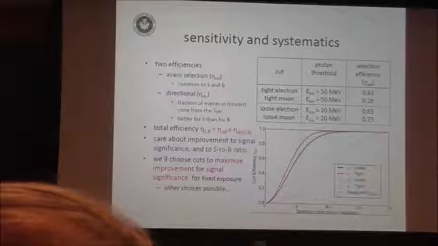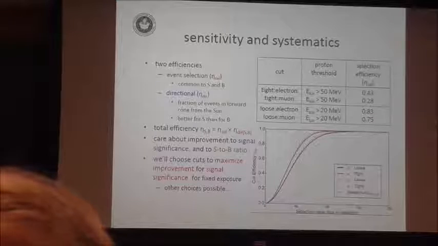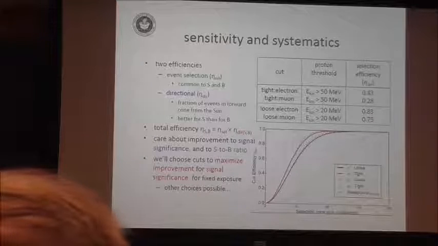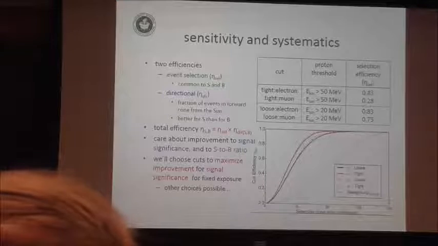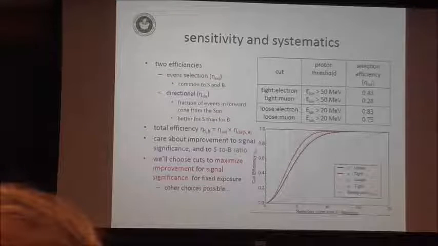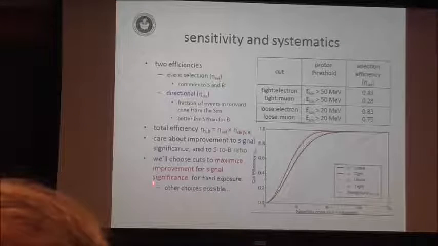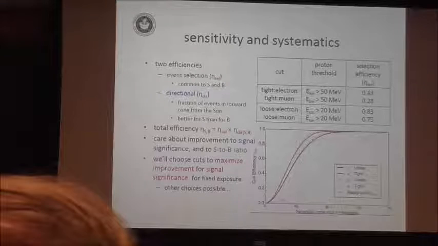And your total efficiency is just a product of these two. The thing you care about is trying to either improve signal significance or your signal to background ratio. What we chose to do is to choose our angular cut based on trying to maximize signal significance for a fixed exposure. Now that's not the only choice you could have made. I'll show why you might want to make different choices later on. But just as a first run, this is the criterion we chose for where to choose the angle cut.